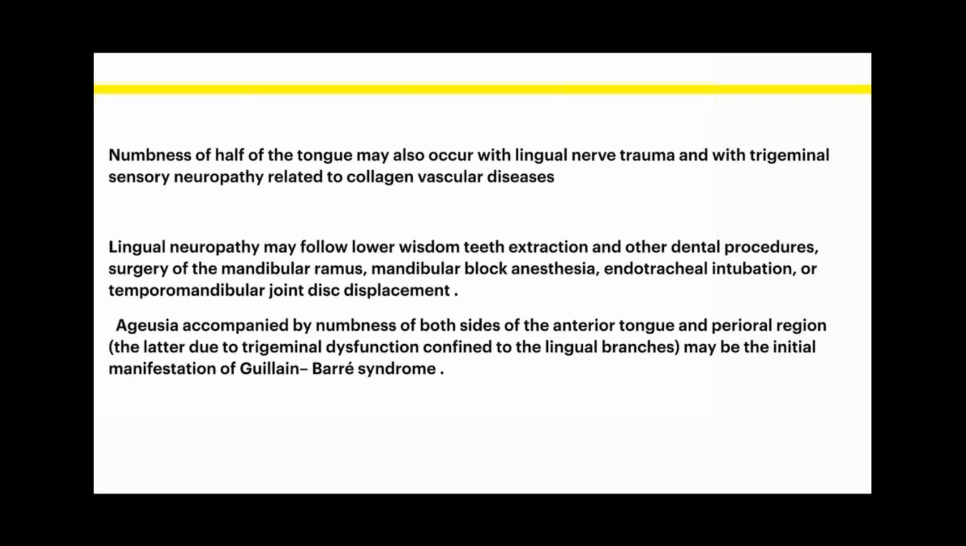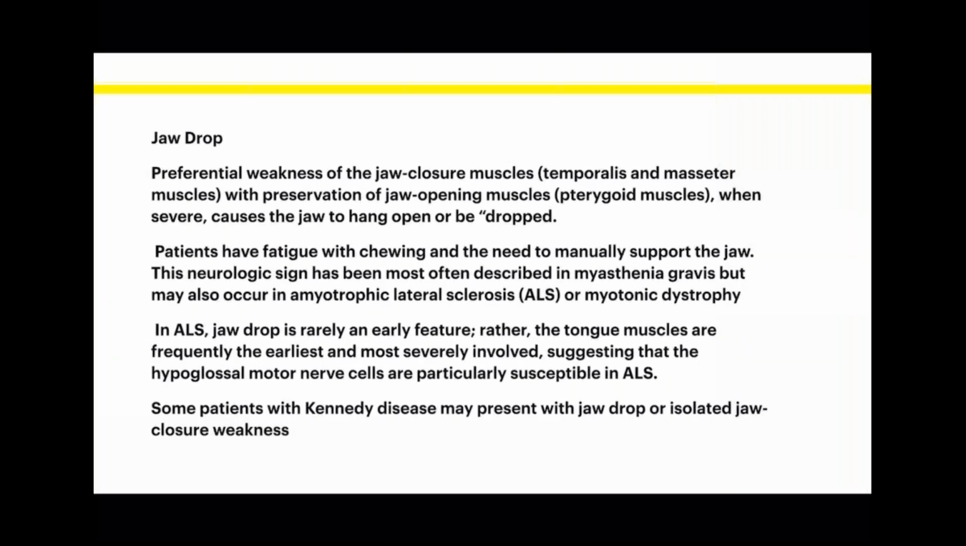Last thing, I will talk about the jaw drop. Jaw drop is a weakness of the jaw closure muscles with preservation of the jaw opening muscles, the pterygoid muscles. When severe, the jaw can hang open or drop. So the patients have fatigue of chewing and need to manually support the jaw. Why is it important? Because it can indicate myasthenia gravis, ALS, or myotonic dystrophy.